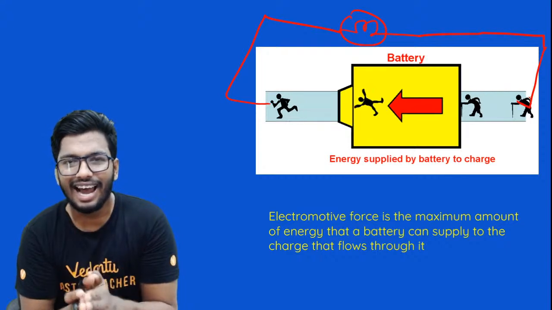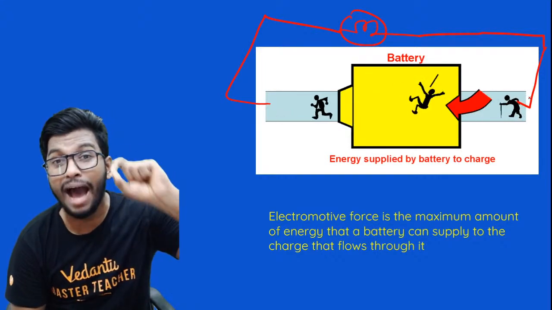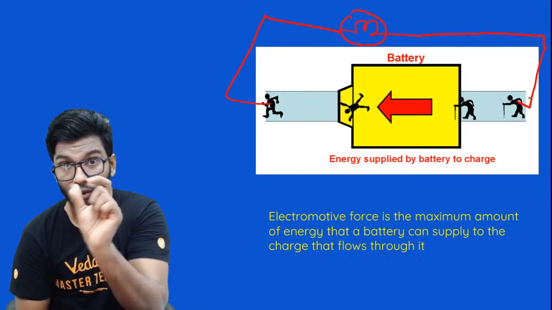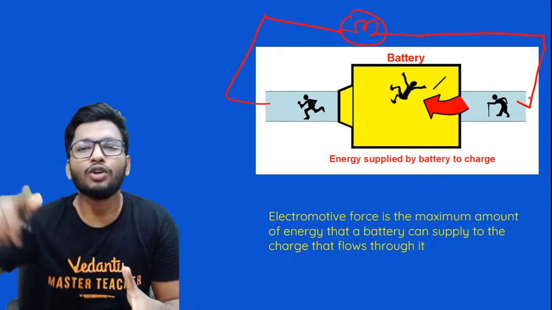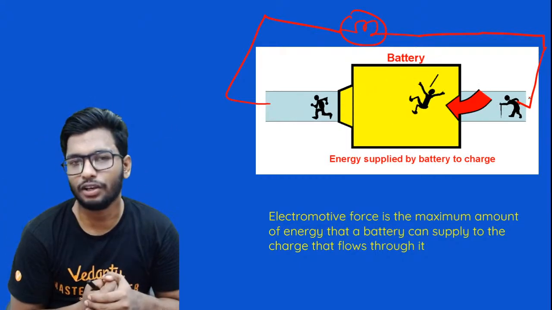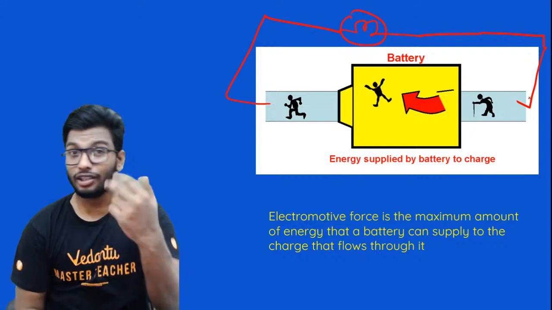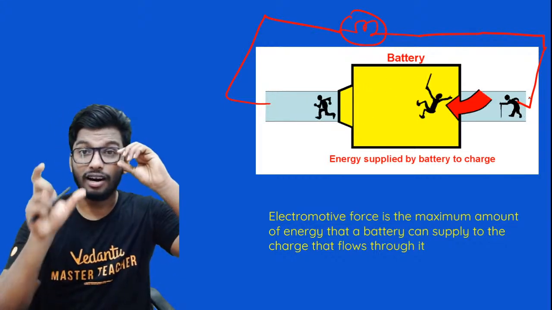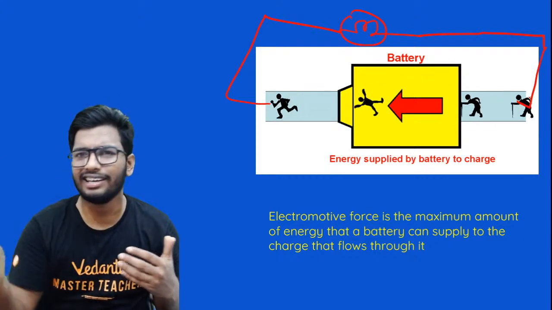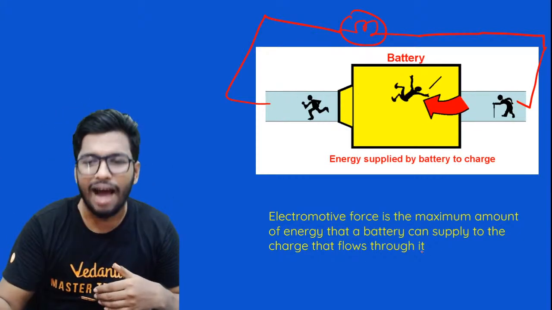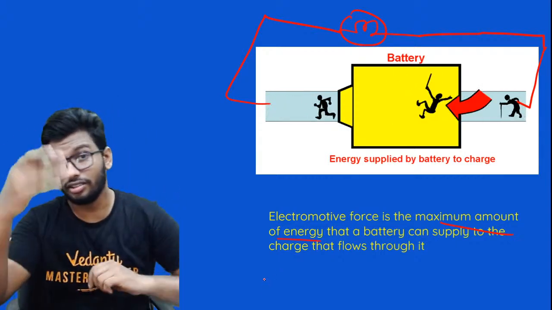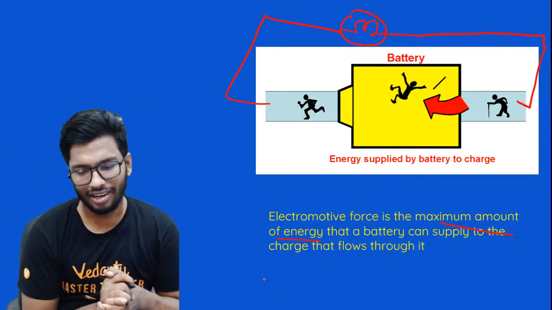So in other words, you can say that electromotive force or EMF is the maximum amount of energy that per unit charge would attain so that it can go around one complete circuit. That is what is called electromotive force. So there are two ways to define it, guys. One is the electric potential of the cell or the battery before any current flows through it, or I can also mention it is the maximum amount of energy that a battery can supply to a unit charge or the charge that flows through it. All right, clear people?